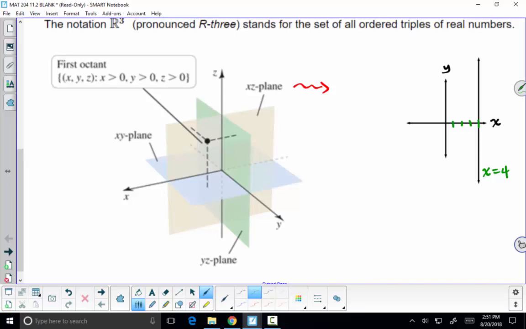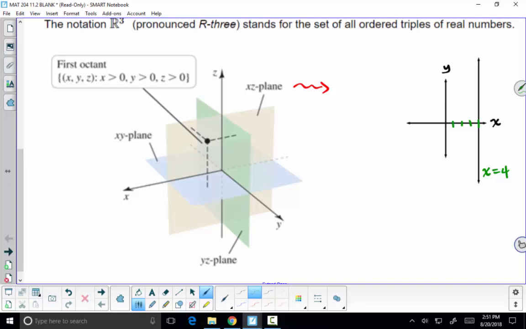In R2, the graph of x equals 4 is the set of all points with an x value of 4, and there's no restriction on the y. Y can be anything. Here y is 0, here y is 1, here y is 2, here y is -5. When you say x is 4, you're talking about all the points where x is 4, and there's no condition on the y. So that gives you the vertical line.